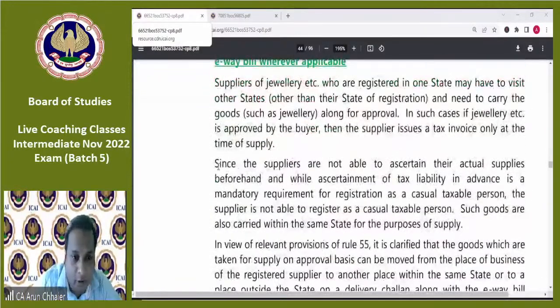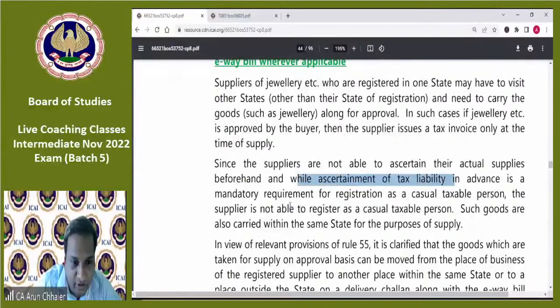Since the suppliers are not able to ascertain their actual supplies beforehand, and while ascertainment of the tax liability in advance is a mandatory requirement for registration, the supplier is not able to register. Such goods are also carried within the same state.